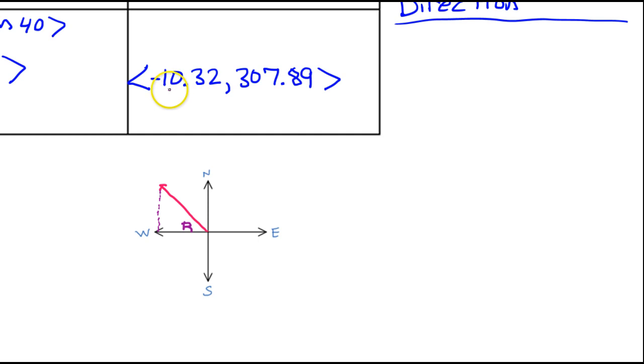So because this is west 10.32, I'm going to put my 10.32 right here. And because this is north 307.89, that goes here.